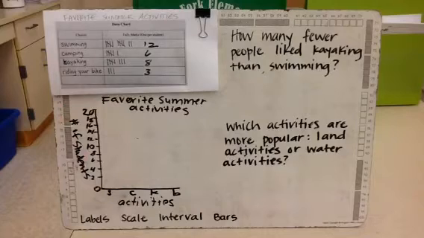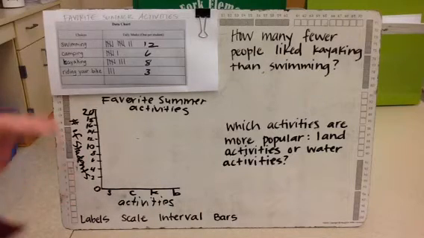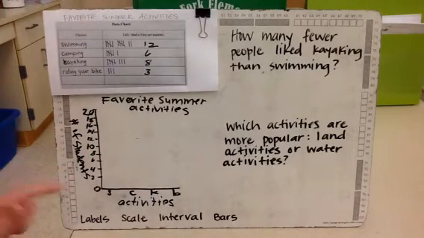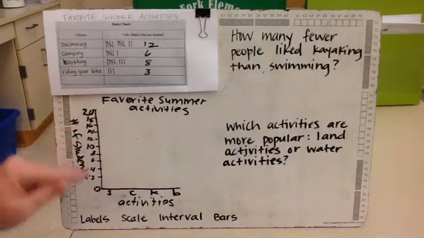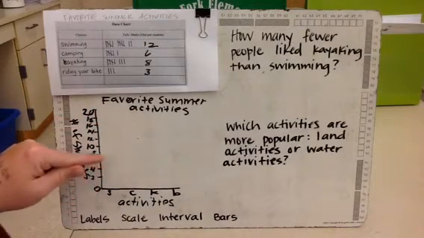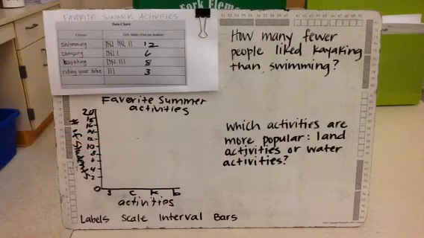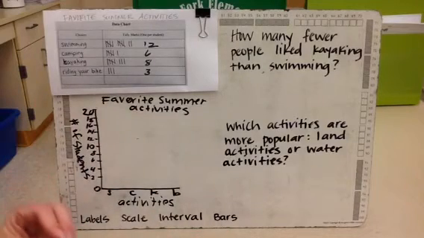Now, the reason that this is important is because sometimes you have really large scales. Sometimes you might have a scale of 0 to 500, and you don't want to have to make 500 little marks. So you kind of divide it up so that it's a little more efficient. So you're not spending your whole time making all of those little marks. All right, now that we have our interval, now we can come to the fun part, which is putting the bars, putting the data in.